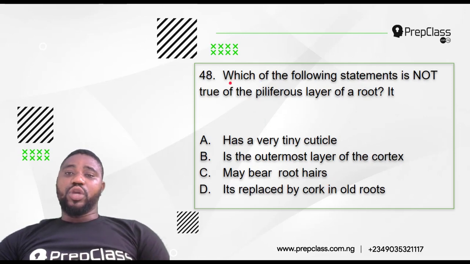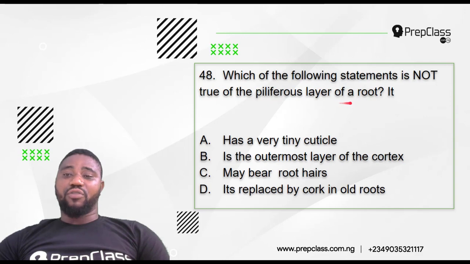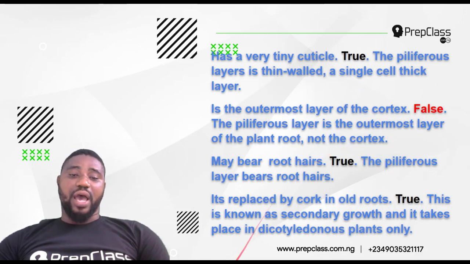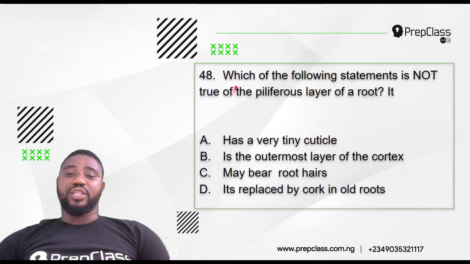48. Which of the following statements is not true of the piliferous layer of a root? A, has a very tiny cortical, B, is the outermost layer of the cortex, C, may bear root hairs, D, it is replaced by cork in old roots. So I will now analyze each of these statements one after the other.